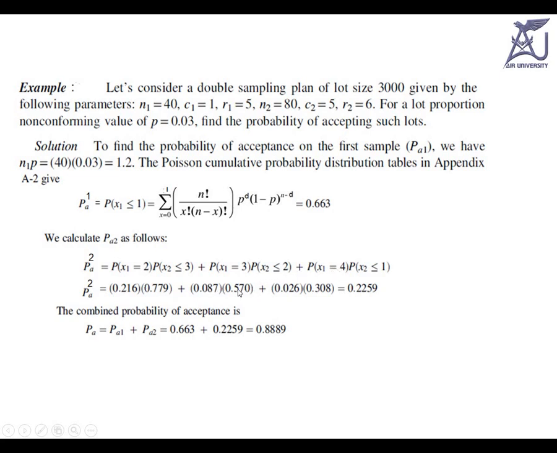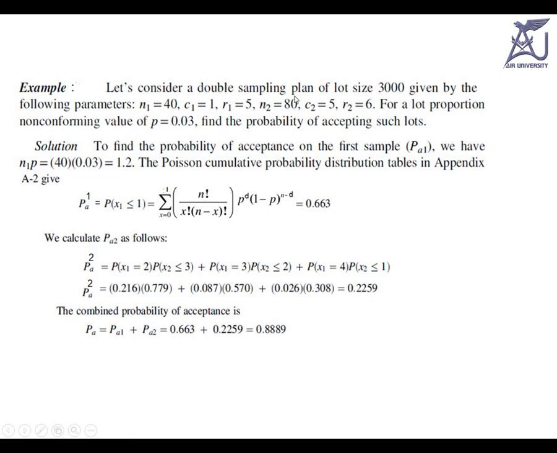So you can sum up the 3 probabilities, and the answer is equal to 0.229. Now the second acceptance probability has been found out, 0.229, and the first one is equal to 0.263. You can combine them together: the combined probability of acceptance is equal to PA1 plus PA2, and that is equal to 0.889. So 88.89% will be the probability of acceptance for the second sample.